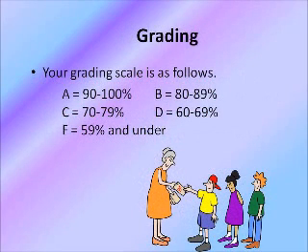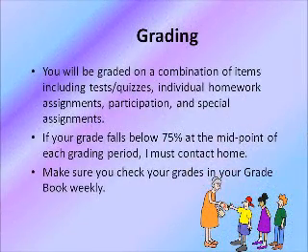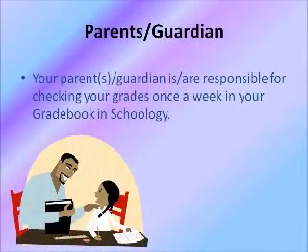Grading is based on the following scale. A 90 through 100% is an A, an 80 to 89% is a B, a 70 to 79% is a C, a 60 to 69% is a D, and anything under 59% is an F. You'll be graded on a combination of items including tests and quizzes, individual homework assignments, participation, and special assignments. If your grade falls below 75% at the midpoint of each grading period, I must contact home. So make sure you check your grades in your gradebook weekly. Also, your parents are responsible for checking your gradebooks weekly. A failing grade should never be a surprise.